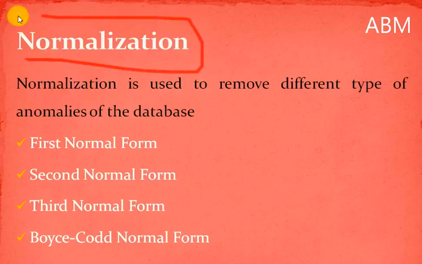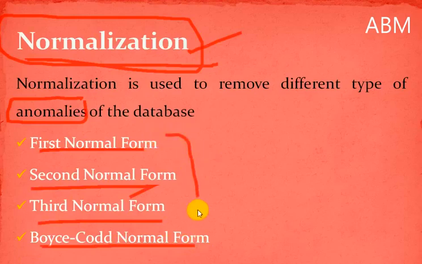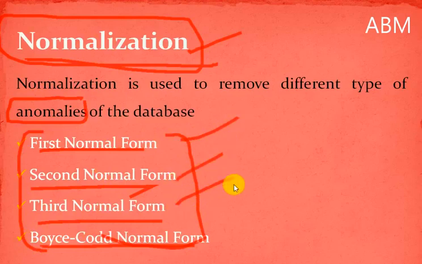So how can we remove these anomalies, how can we remove the dependencies between the data? To remove the dependencies and to remove the anomalies, normalization is used. The 4 types of normalization which we are going to discuss in detail in this video are the first normal form, the second normal form, the third normal form, and also the Boyce-Codd normal form.